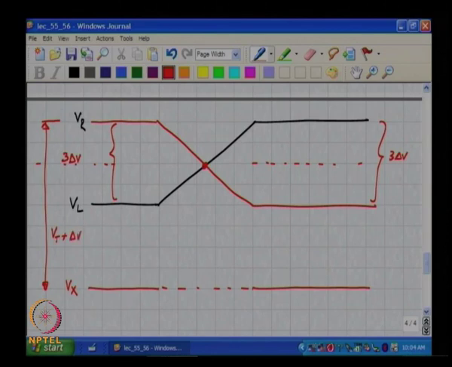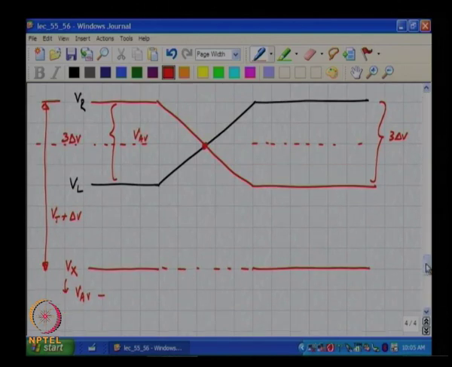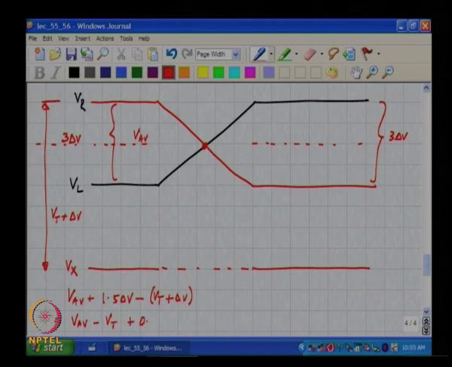All right. From the average, how much lower than the average is this? Let us call this V average. This will be V average minus, Vr is nothing but V average plus 1.5 delta V, and this will be minus Vt plus delta V. So, this is V average minus Vt plus half delta V. Does this make sense?